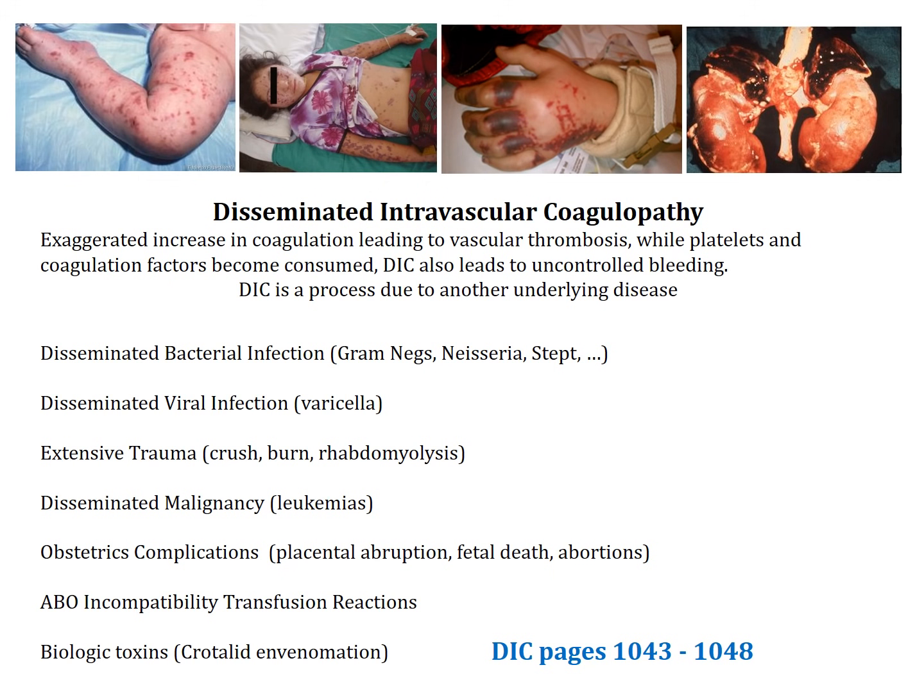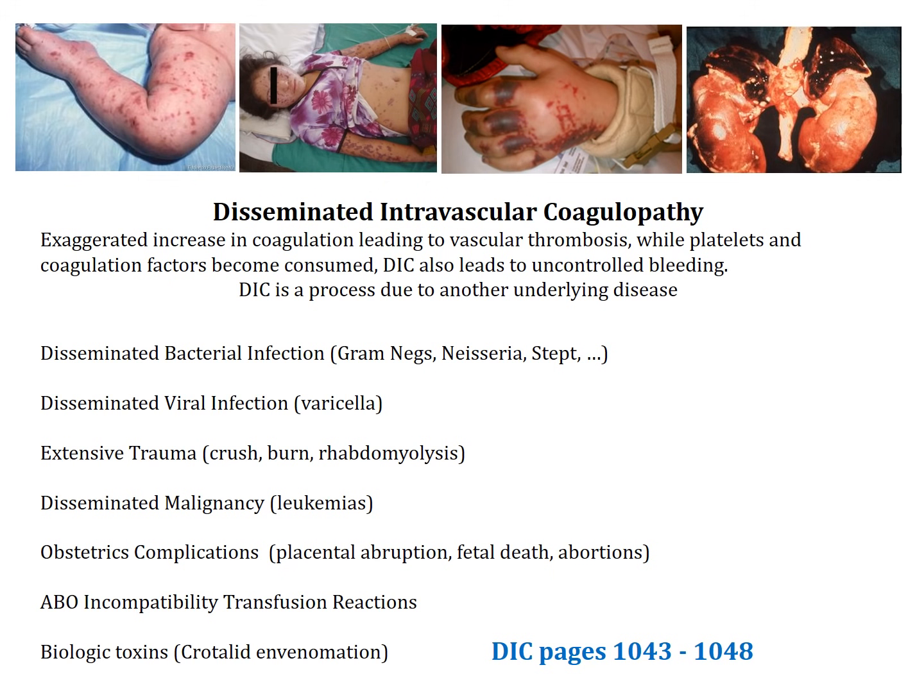DIC is usually the result of some underlying disease: sepsis, viral infections, severe trauma, severe burn, a complication of obstetrics, such as an in utero fetal spontaneous death, or abortion gone wrong, placental abruption. Sometimes you see this from envenomation of poisonous creatures, like rattlesnakes. There's a lot about DIC in the textbook, 5 pages on it.